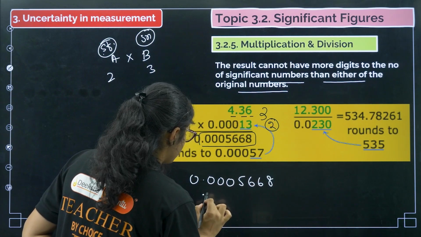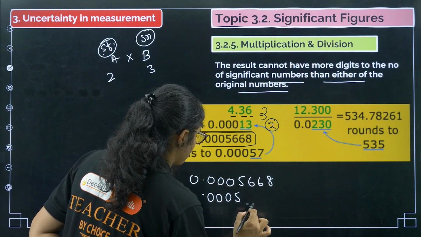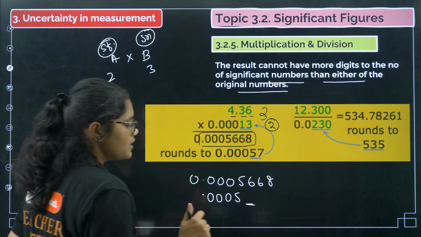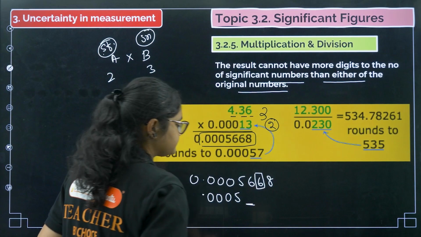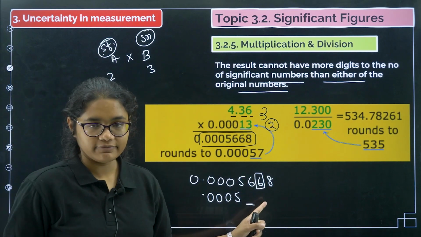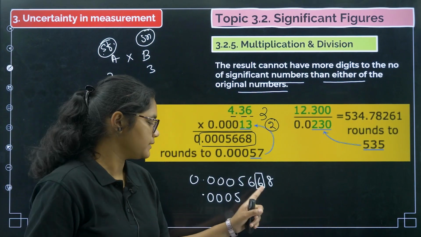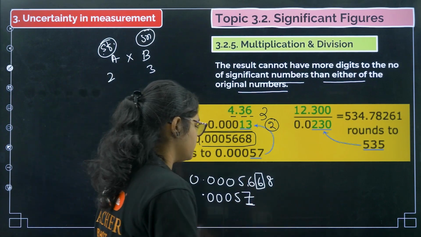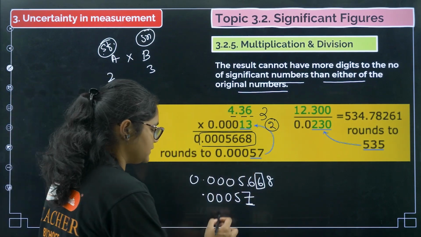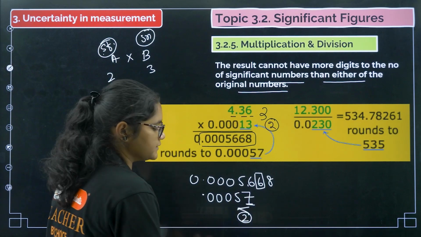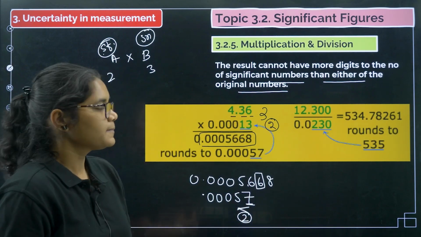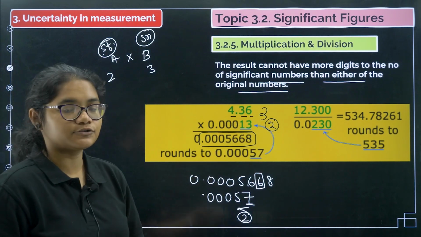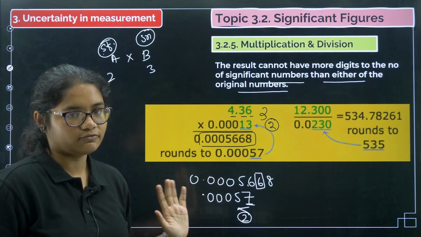So if I see 0.00056668, I can write 0.0005 and one more number I need to write here, so that there will be 2 significant figures. Now this number is greater than 5, right? If it is greater than 5, this number will increase by 1, so it will become 57. The final answer is 57. And what is the total number of significant numbers? We have 2 significant numbers, and here also the least one is 2 significant figures, so the final answer should also have 2 significant figures.